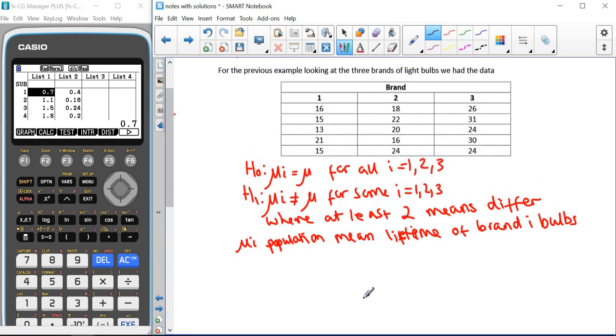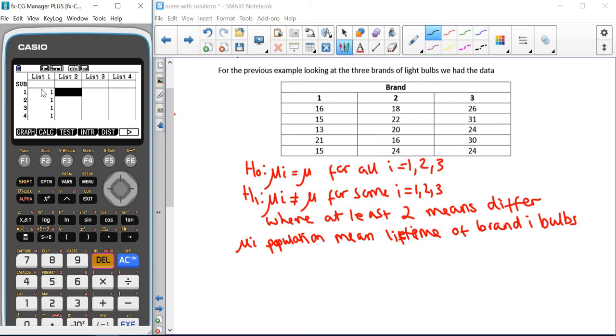So now, instead of finding our SST and our SSB, we're going to put it into our calculator, and that is going to find that table that we had before for us. So in list 1, what we have to do is put what brand it is. So we have 5 test values that are all brand 1. So that's 1, 1, 1, 1, 1. Next, we've got 5 items that are of brand 2. So that's 2, 2, 2, 2, 2. And the same for brand 3. So 3, 3, 3, 3, 3.